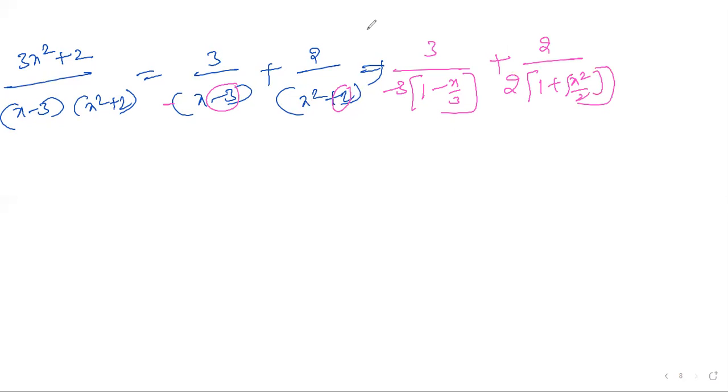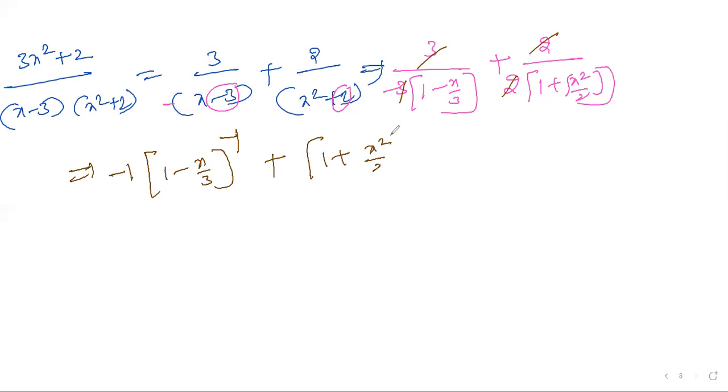Next, according to our rule, we need to send it to the top. The 3 cancels, just minus 1 is available. So 1 minus x by 3 whole inverse, plus 2 cancels, 1 plus x square by 2 whole inverse. Still clear, right? Now we are trying to expand.